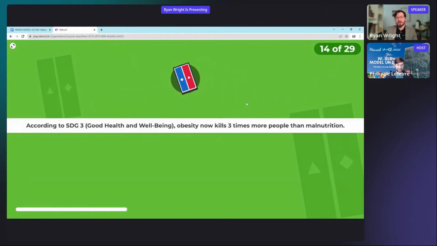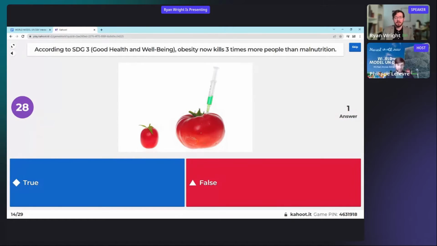Now, true or false, according to SDG 3 on good health and well-being, obesity now kills 3 times more people than malnutrition.